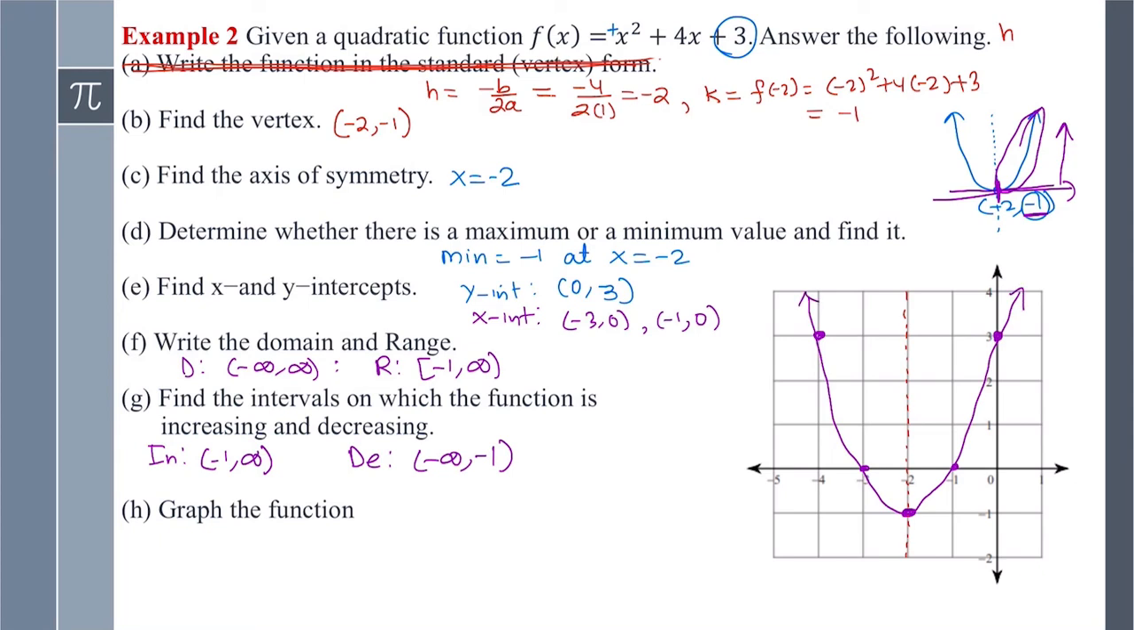Okay. So that's how we find all of the information for a quadratic function, and then we can graph it using the vertex formula. This is a little bit easier than the previous one where we have to do the completing the square. So yeah, you might want to do it this way rather than the other way.